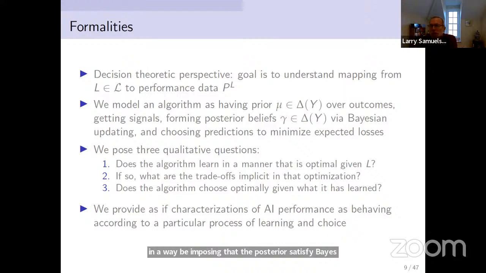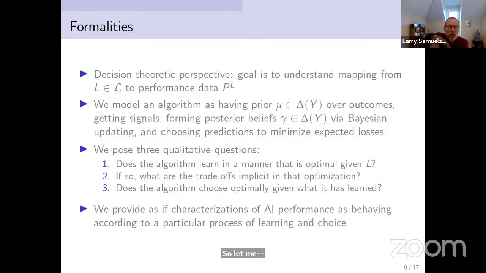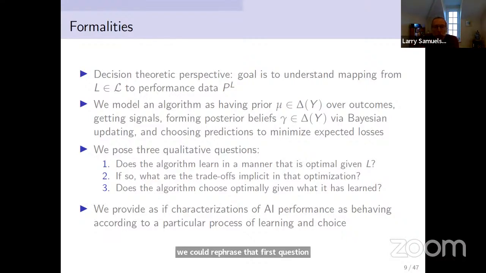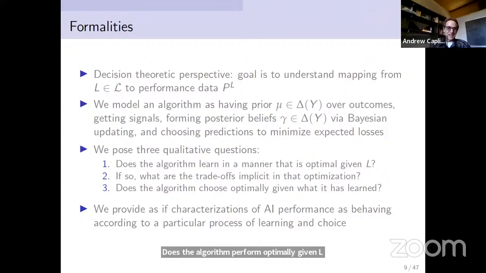So let me see if I can summarize this. We could rephrase that first question as something like, does the algorithm perform optimally given L? Yes, maybe. The whole question might be that. Good.